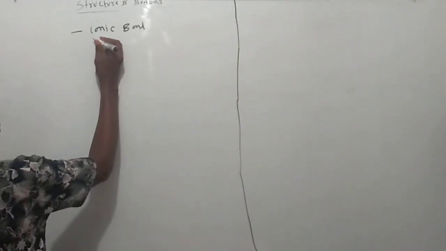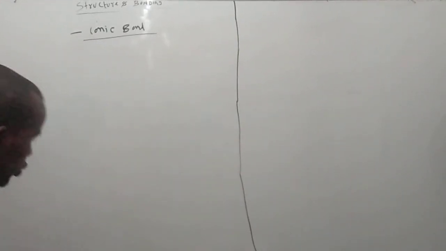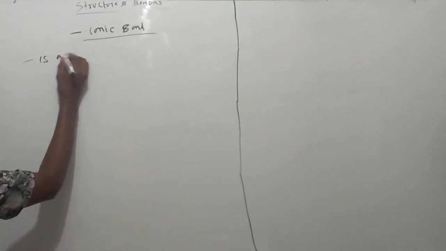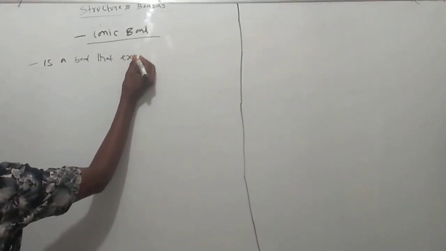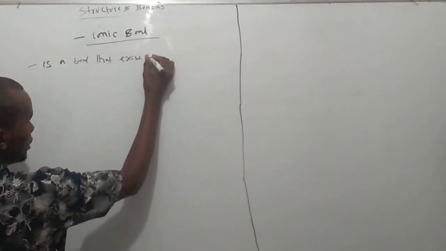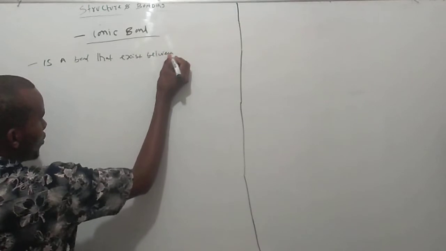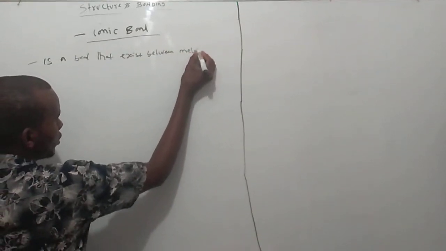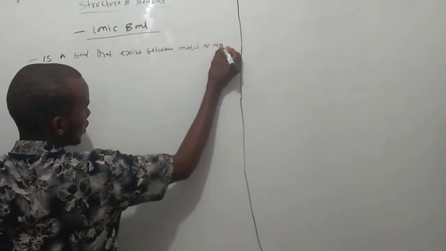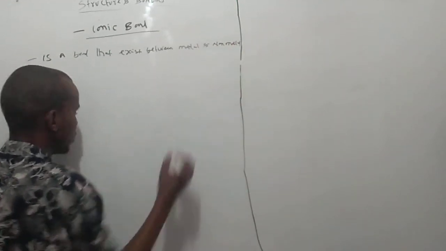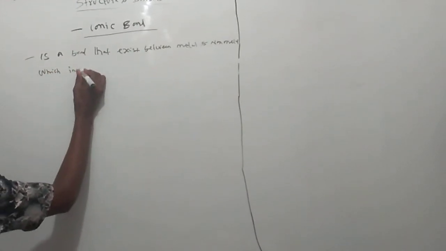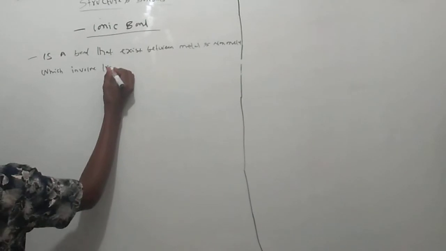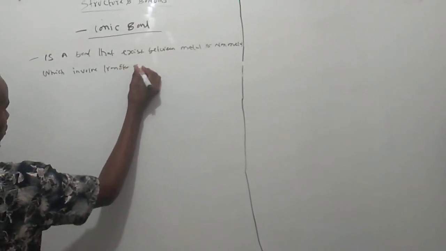So under ionic bond, what you have to know is that an ionic bond is a bond that exists between metal and non-metal, which involves transfer of valence electrons.